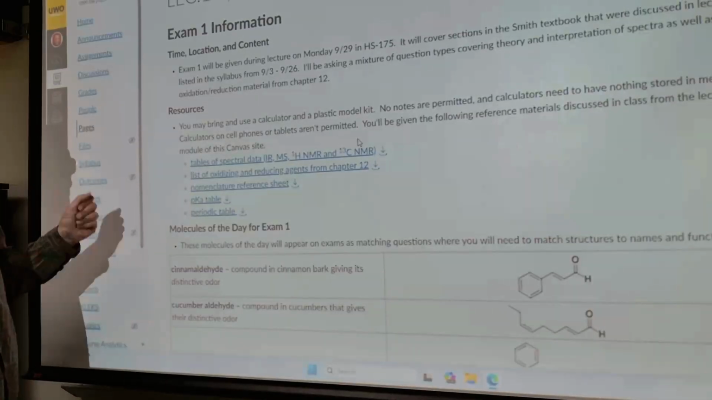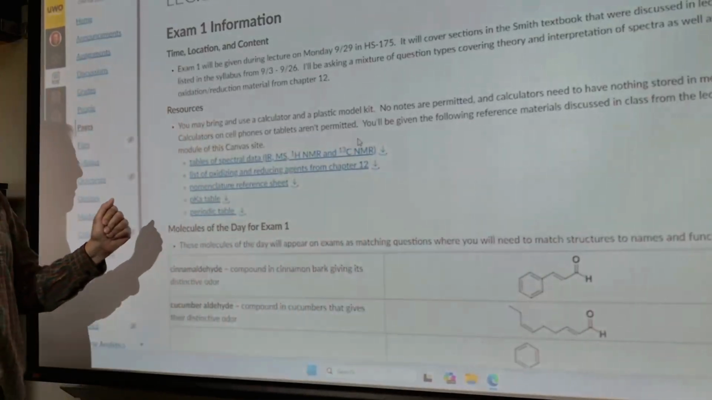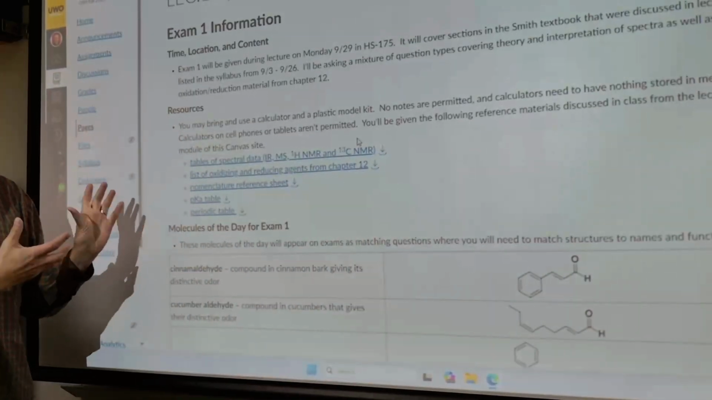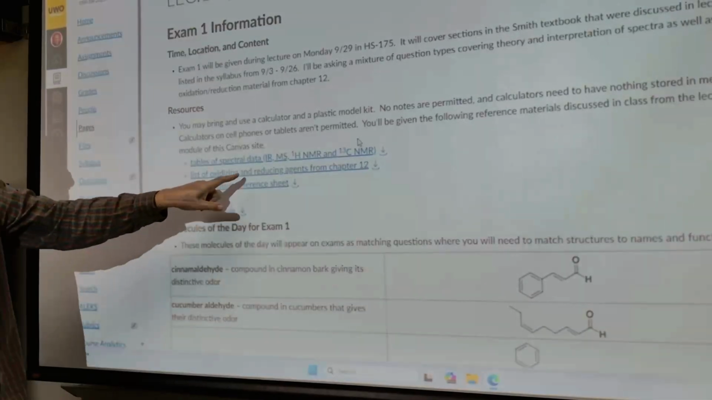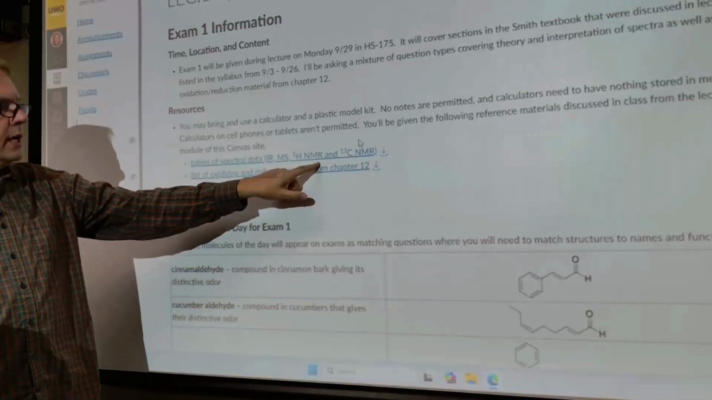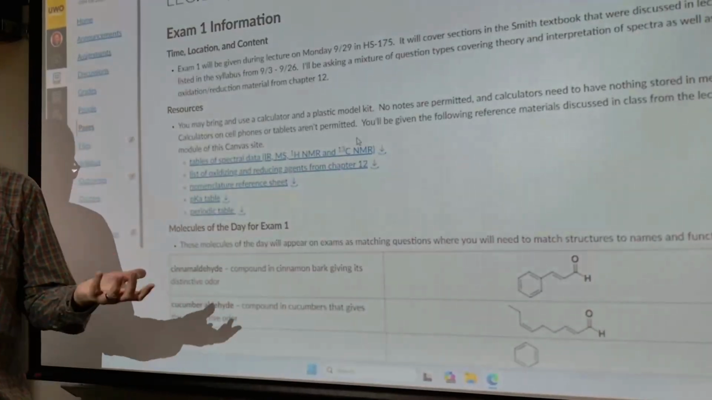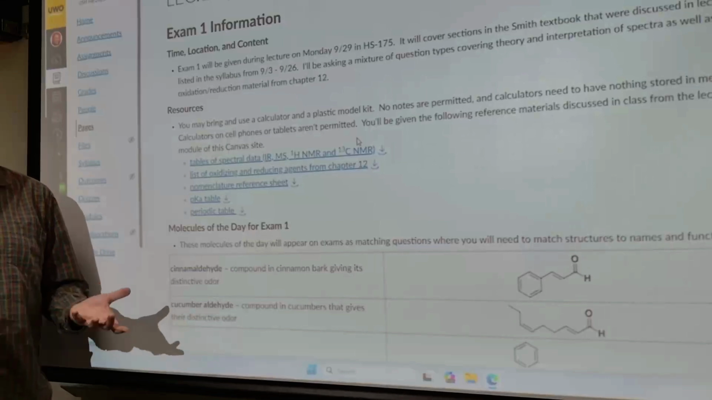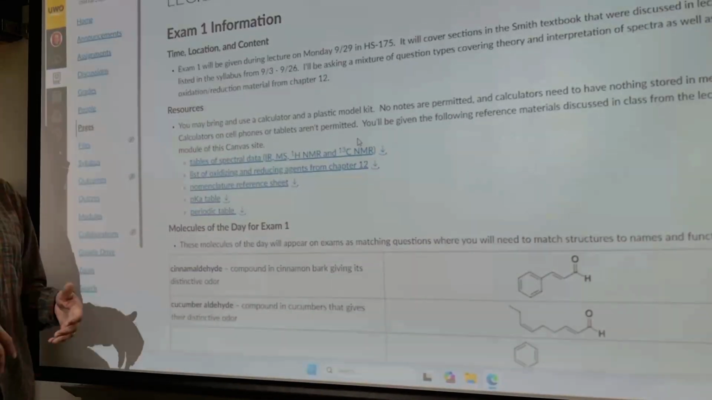You're going to be given a bunch of reference material, and all of these are references that we've talked about or discussed in class. You're going to get tables of spectral data: a table of IR frequencies, mass spec common fragments, proton NMR, and carbon NMR chemical shifts. These are the packets that we've been working with and that are posted in Canvas that you've probably been studying with, and you'll have those available.